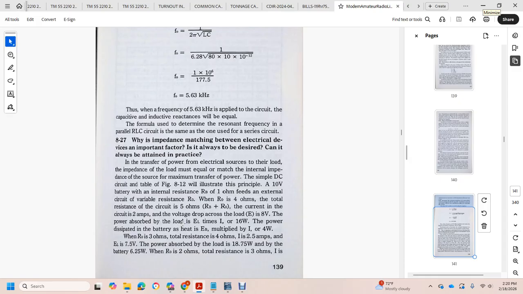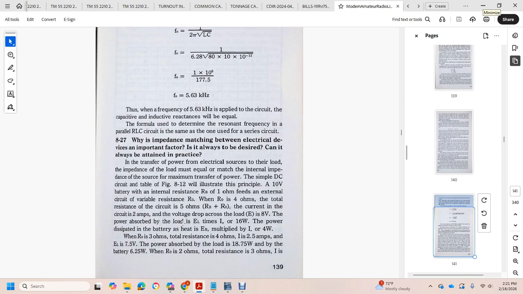An important factor is always the desire that it can be attained, but in practice, for the transfer of power from the electrical source to the load, the impedance of the load must equal the internal impedance of the source for maximum power transfer. In the DC circuit of the table in figure 8.12, illustrating the principle, a 10 volt battery.